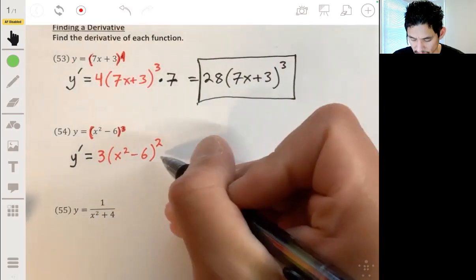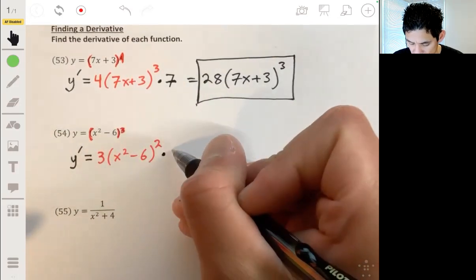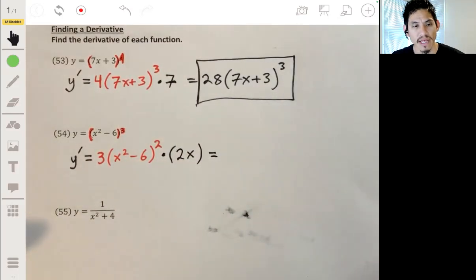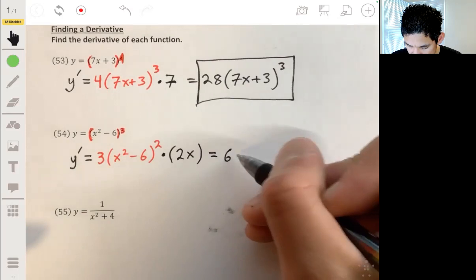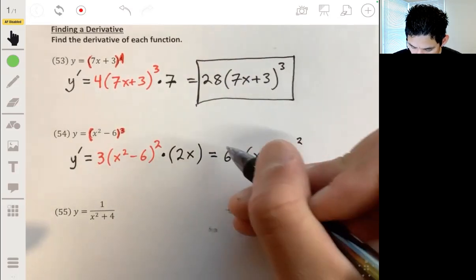And then we multiply it by the derivative of the inside, or the derivative of x squared minus 6, which is going to be 2x. And then this simplifies to 6x times x squared minus 6 to the second power.